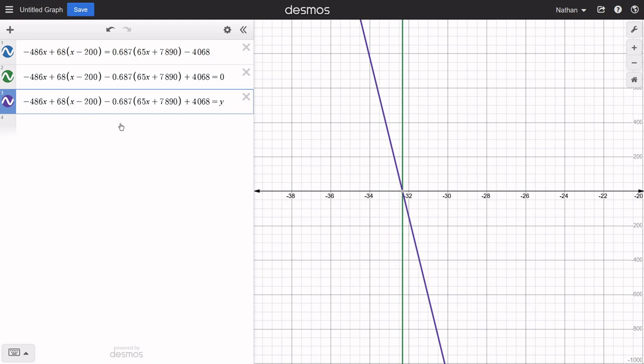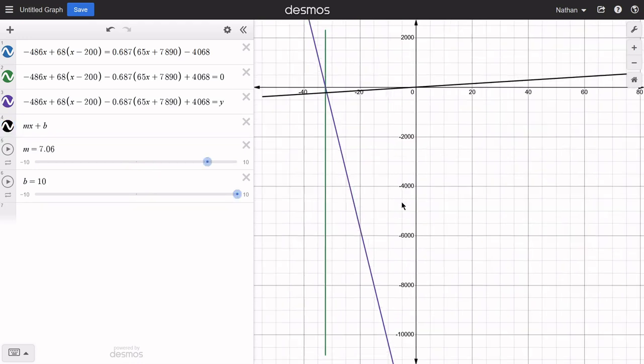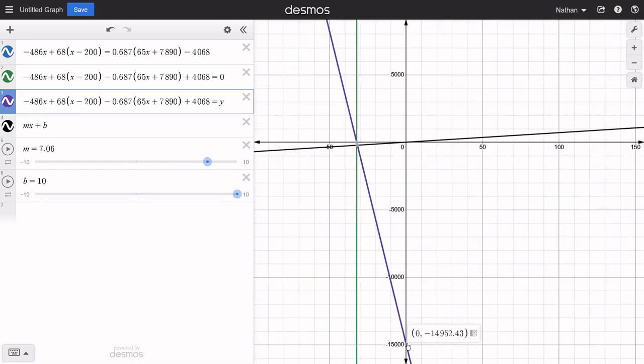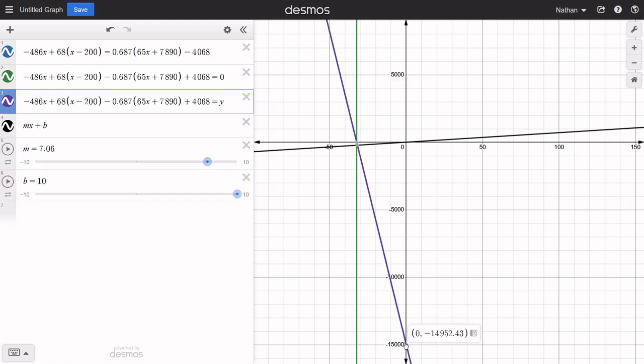And I could, if I wanted to, actually create the general. I don't have to write y in there. I can just write the expression like this, and Desmos will understand this as a line. And I could find, so b is the y-intercept. It's going to be that line there. So approximately negative 14,952.